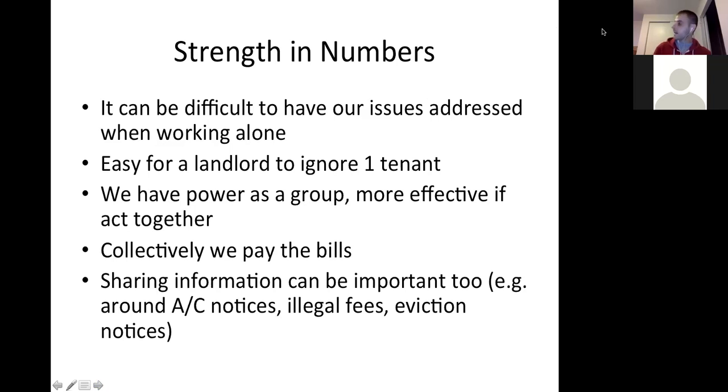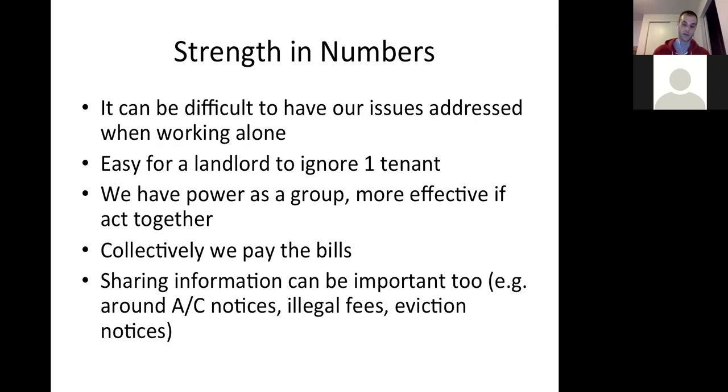If you're trying to get repairs done in your unit, a common experience is reaching out to property management, putting a maintenance request in through the portal your landlord wants you to use, or even calling your landlord up. It's very easy for your landlord to ignore you if you're just one person reaching out. But when tenants act together, it's much harder for them to ignore us. So that's one way we really show our strength in numbers.